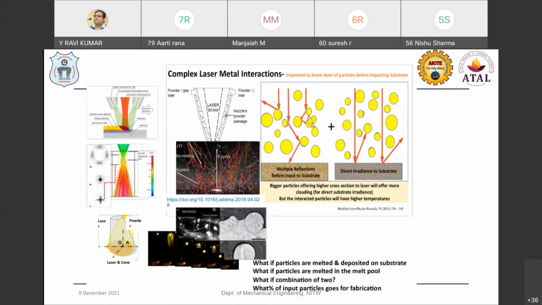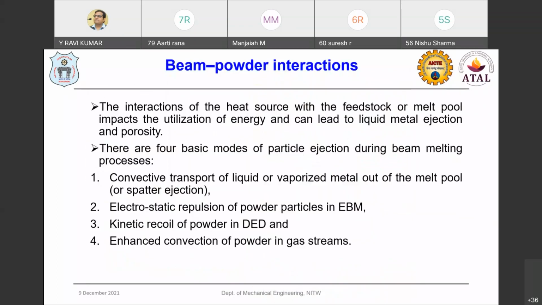That depends on what kind of powders we are using. Also, some spattering is going to take place. This all depends upon the thermal conductivity and absorptivity of the powder materials, and maybe reflection of the laser before it is input into the substrate or molten pool. That is how the irradiation with respect to the substrate takes place, because of the convective transportation of liquid or vaporization of the metal of the melt pool. That is where the spattering ejection is going to take place.